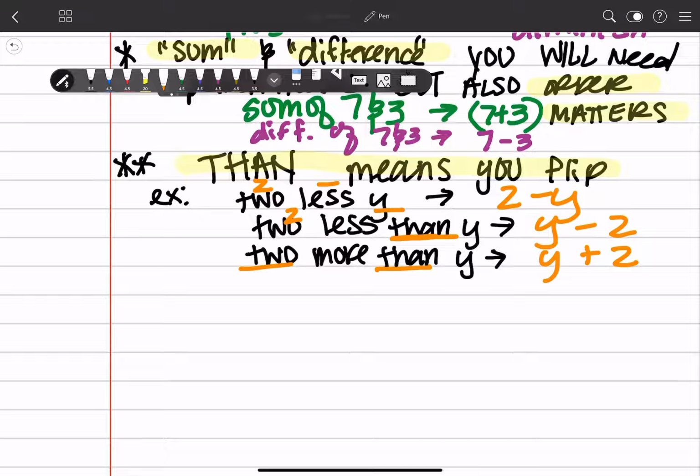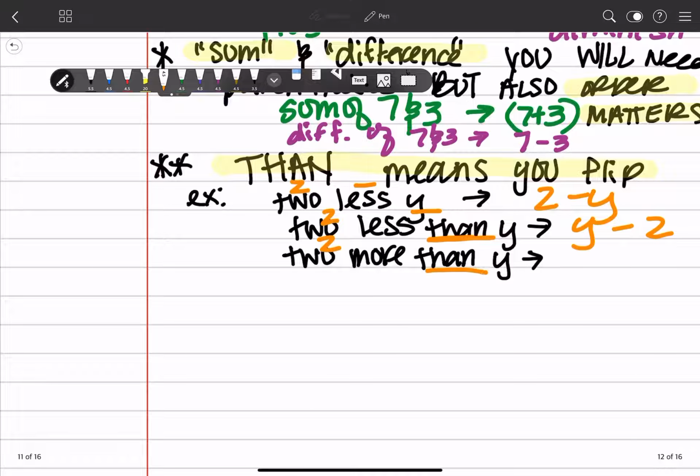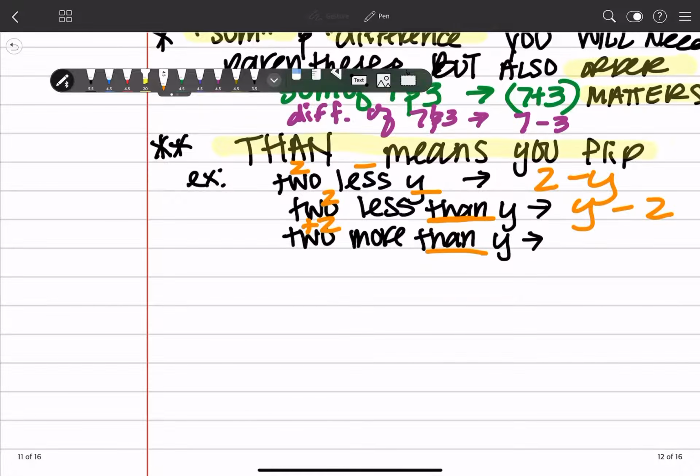Another way that helps me do this is as I'm reading, I'm like, okay, 2, oh, more than, so I'm going to put the plus in front of it. Do whichever is easiest for you in helping you remember that we are going to be flipping when you see the word than. All right, that's honestly the hardest of any of these operations. The next ones are kind of pretty simple.